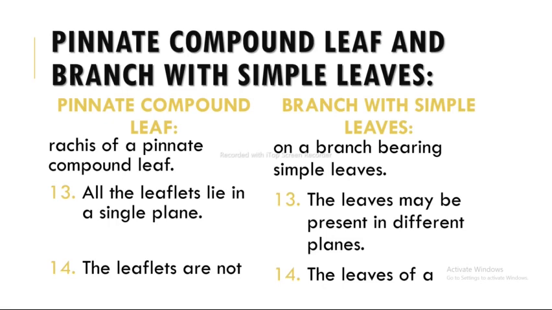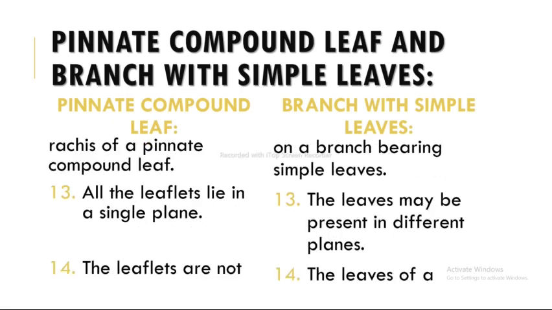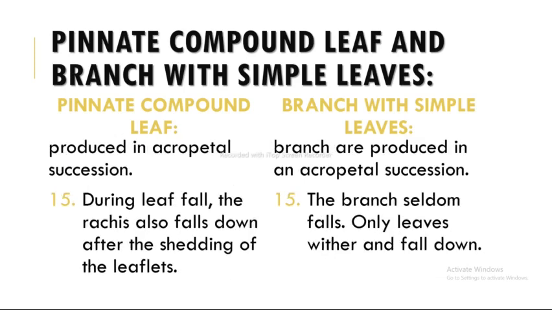In pinnate compound leaf, the leaflets are not produced in acropetal succession, but in the branch with the simple leaves, the leaves of a branch are produced in acropetal succession. In pinnate compound leaf, during the leaf fall, the rachis also falls down after the shedding of the leaflets. But in the branch with the simple leaves, the branch seldom falls, only leaves wither and fall down.